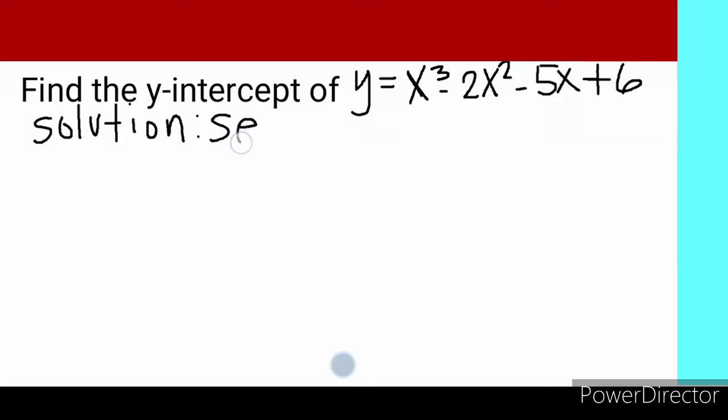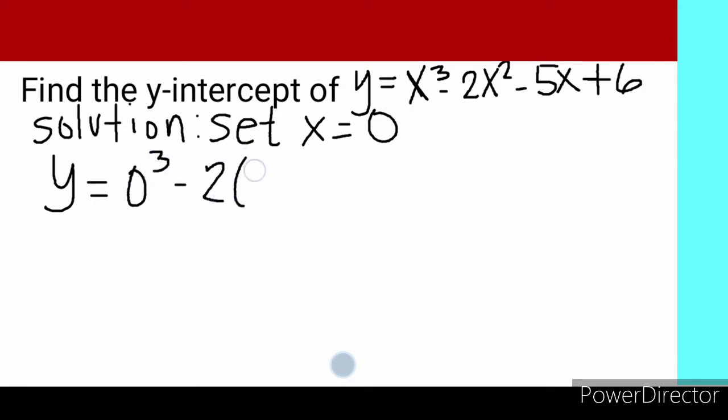Find the y-intercept of y equals x cubed minus 2x squared minus 5x plus 6. Okay, and this is the solution. Set x equal to 0. Then now y equals 0 cubed minus 2 times 0 squared minus 5 times 0 plus 6.